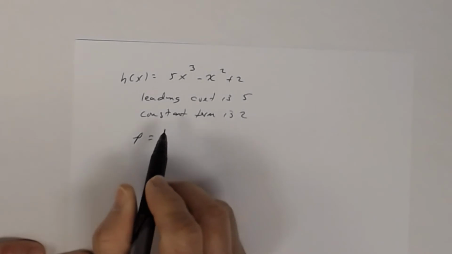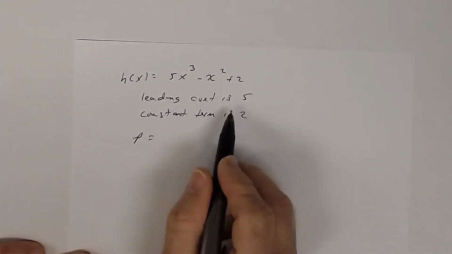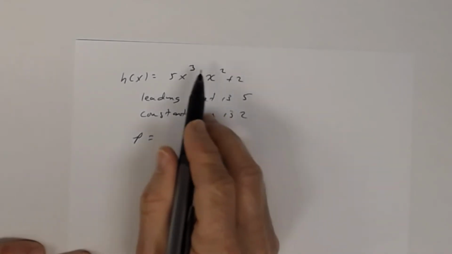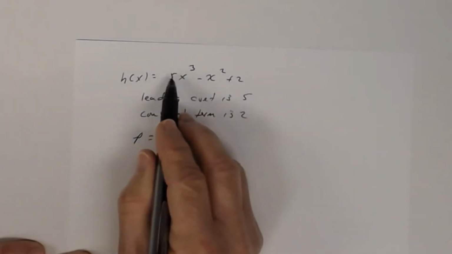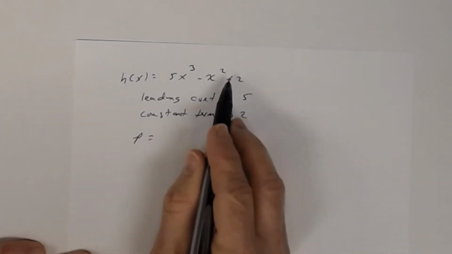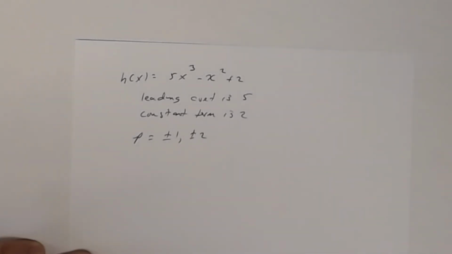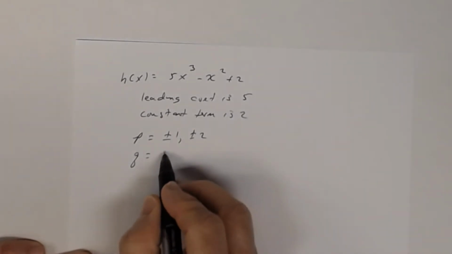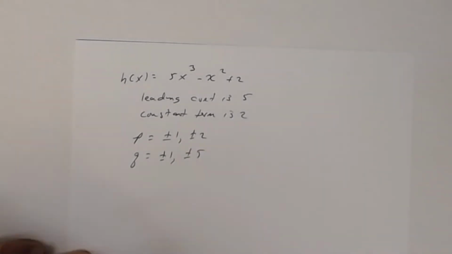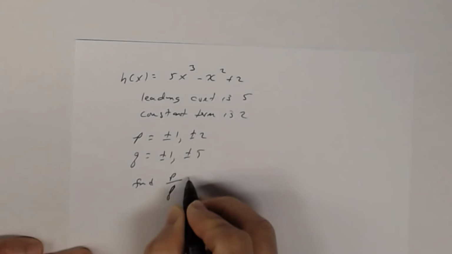So P, you've got to remember where the P is coming from. P are the factors of the constant term. So P divided by Q. So be careful, it's P divided by Q. So the factors of 2 are plus and minus 1, plus and minus 2. Then let's talk about Q. The factors of 5 are plus and minus 1, plus and minus 5. Okay? All right. So now let's find P divided by Q.